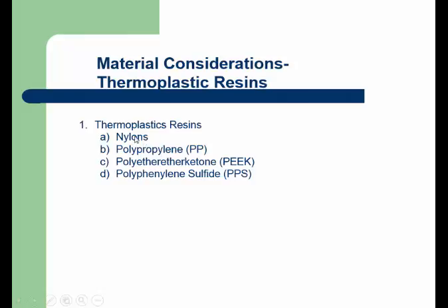Nylons fall somewhere in the intermediate range. You can get nylons in a lot of different configurations, and they cover a fairly wide swath of both use temperatures and strengths. Polypropylene is by far the weakest of these. It has the lowest strength and the lowest operating temperatures, but it's also very cheap. It's a commodity type plastic.